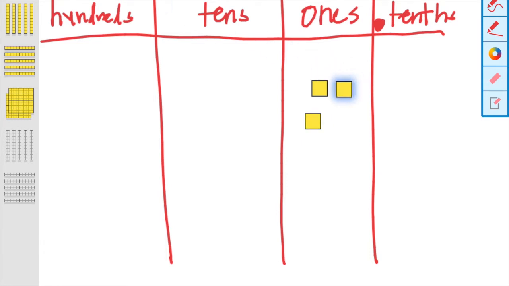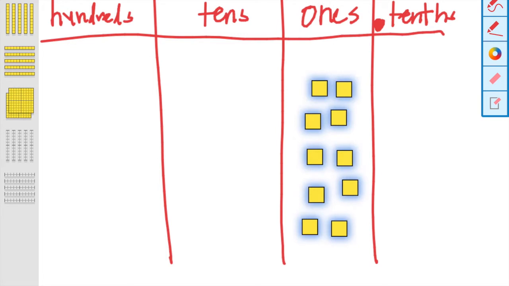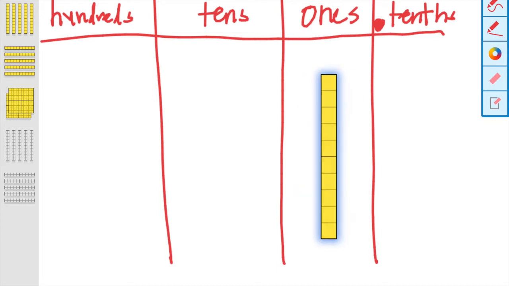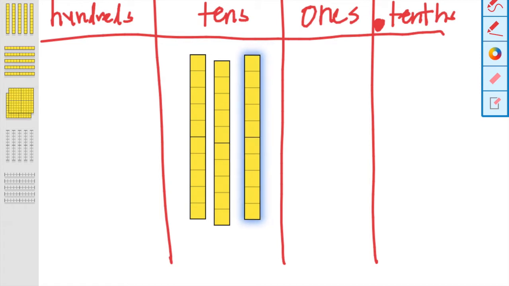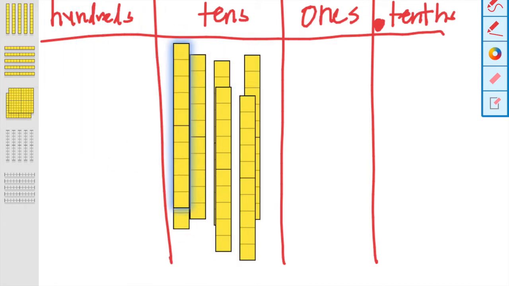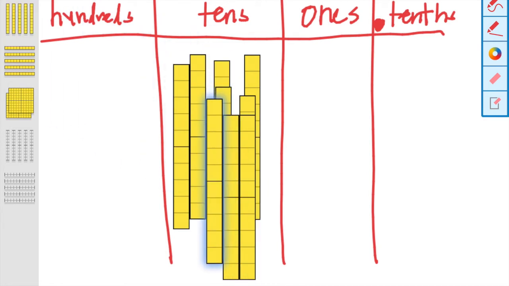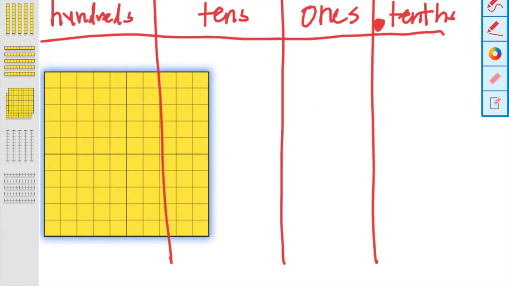If we have in our ones place 10 ones, 6, 7, 8, 9, 10. Okay, if we have 10 ones, each place value, once it reaches 10 in a place value, we can regroup those, and those 10 ones become 1 ten. Once we have 10 tens, they're all piled on top of each other, but there are 10 tens there. Once that place value reaches 10 of the tens, then we regroup those 10 tens into 100.